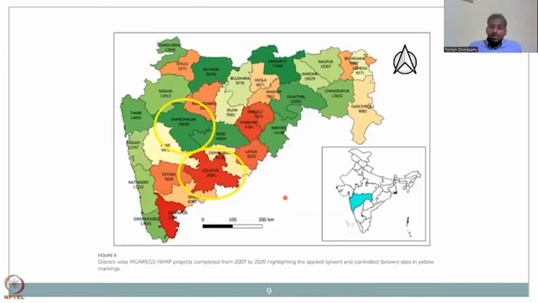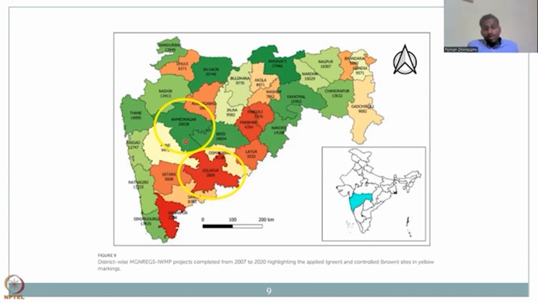And the RSCI was done for the entire state of Maharashtra. The number you see under the district is the number of IWMP schemes or projects that were completed from 2007 to 2020, and now it's compared to RSCI. If the RSCI is pretty high, then it is green in color because the ecological status is improving, whereas brown color indicates a very low RSCI.